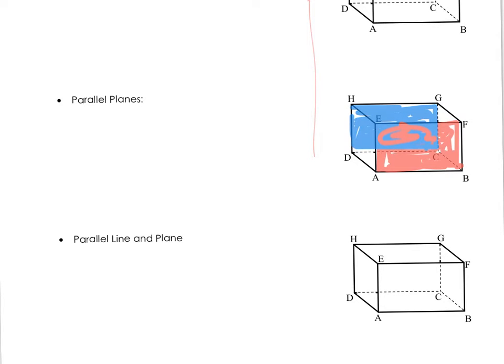How I would write that, I'll make this a little bit thicker, is that plane, the front of the box could be called AEFB. Plane AEFB would be parallel, use your parallel symbol, to plane. The back of the box could be called HGCD.